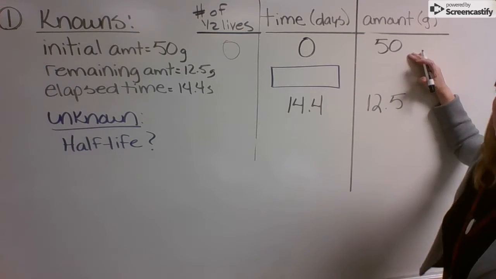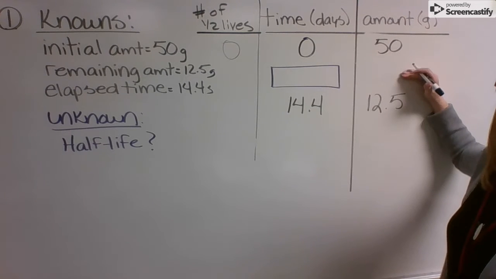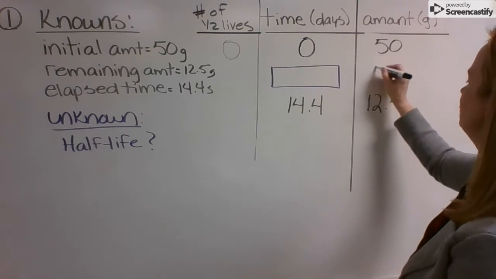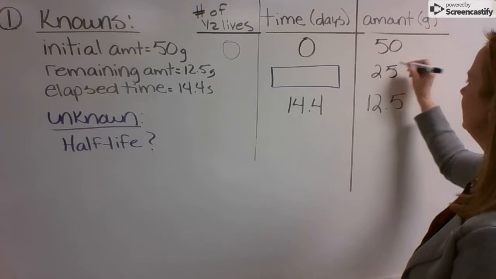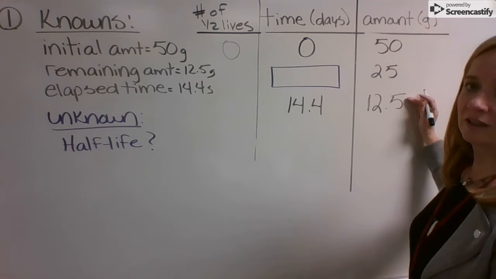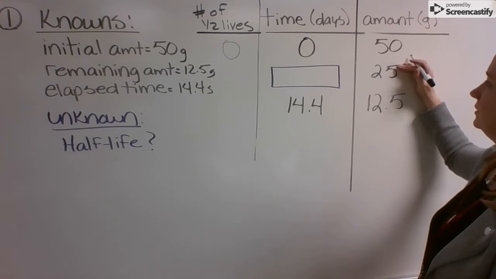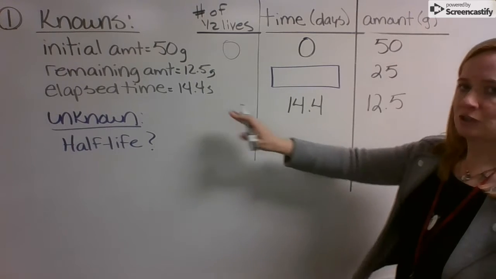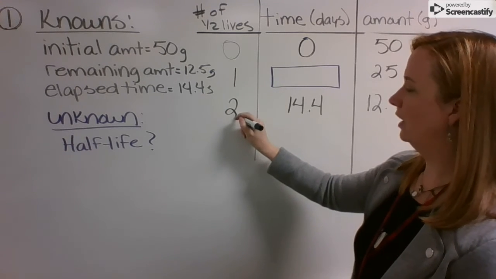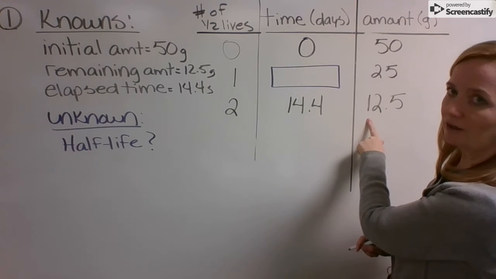Anytime you've got a beginning and an ending amount, we know that we're going to divide this by 2 each time. So 50 divided by 2 is 25. 25 divided by 2 is 12.5. So how many times did you have to half your sample? Once, twice. So let's record that over here. 1 half-life, 2 half-lives for 50 grams to go to 12.5.